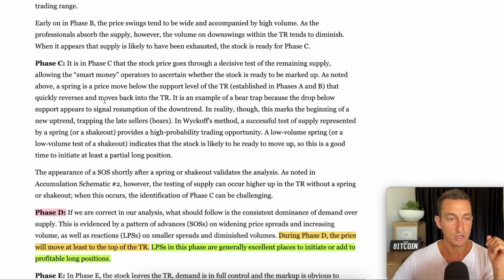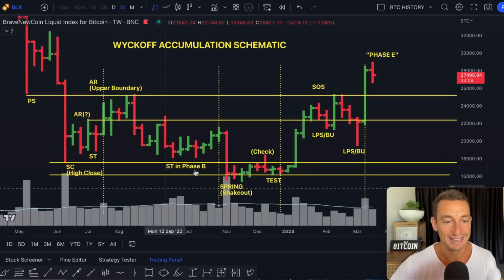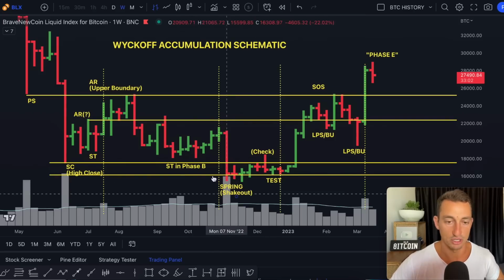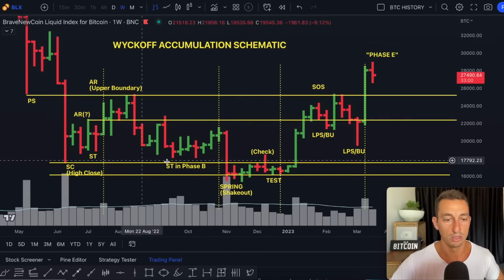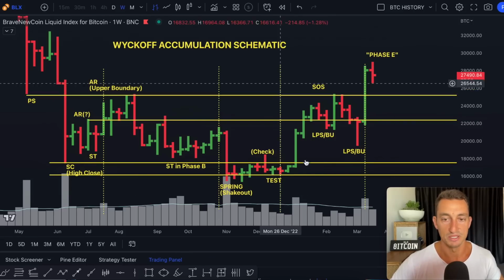All right, so as noted above, the spring is a price move below the support level of the trading range. So here comes the Wyckoff schematic. Now, the spring, or in another word, is called a shakeout as well. So that's the terminology for that, goes below the trading range. So this is the trading range that I have here on the schematic.